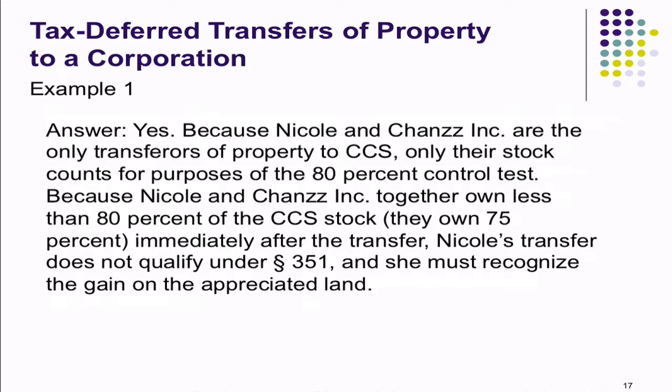Because Nicole and Chan's Inc., when they're done with the transfer of property, only their stock counts, first of all, for the control test, because Sarah was considered a service provider. So what happens? At the end of the transaction, they own 75% of the stock, which isn't enough for the purposes of 351. So all of a sudden, every transaction that happened, all the exchanges, become taxable.